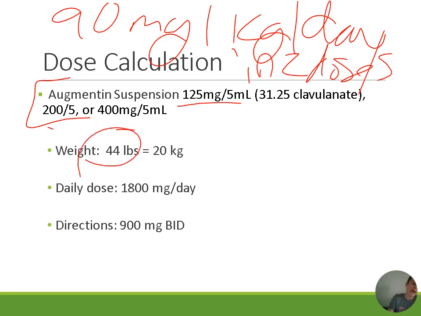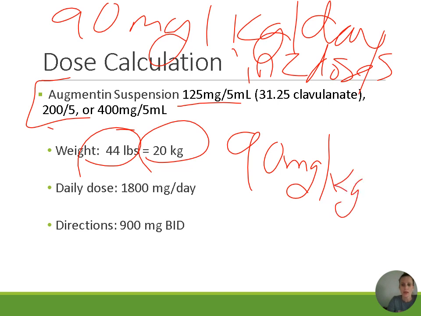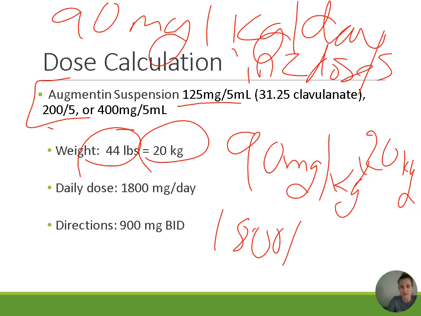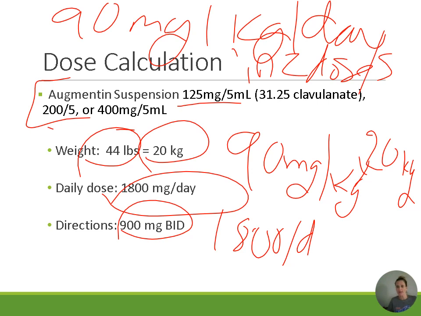Our little one is 44 pounds. Again, 2.2 pounds per kilogram. So that means that she is 20 kilograms. The daily dose, we said 90 milligrams per kilogram times our 20 kilogram little one. So we're going to give 1,800 milligrams per day, right? 1,800 milligrams per day. We do that in 2 doses. So that's 900 milligrams twice a day.